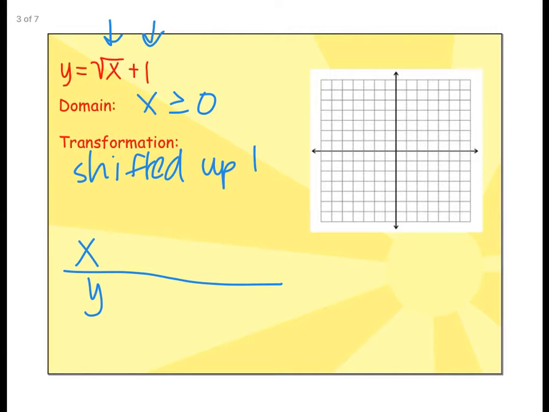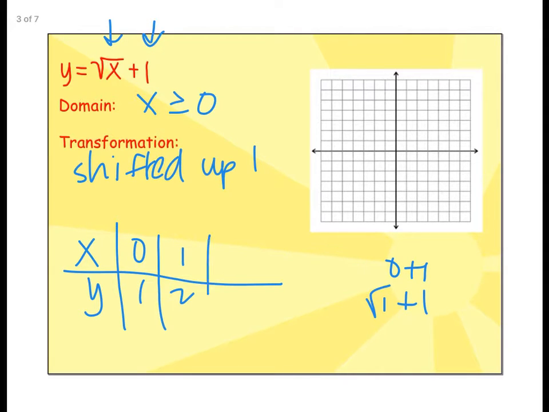Go ahead and make my table. I'm going to start with 0. If I plug in 0, I get 0 plus 1. So that would give me 1. Plug in 1 next, square root of 1 plus 1. That's the same as 1 plus 1, which is 2. Plug in 4. Oops, that should be plus 1, sorry. That would give me 2 plus 1, which is 3. And so on. If you wanted to do 9, that would give me 4.